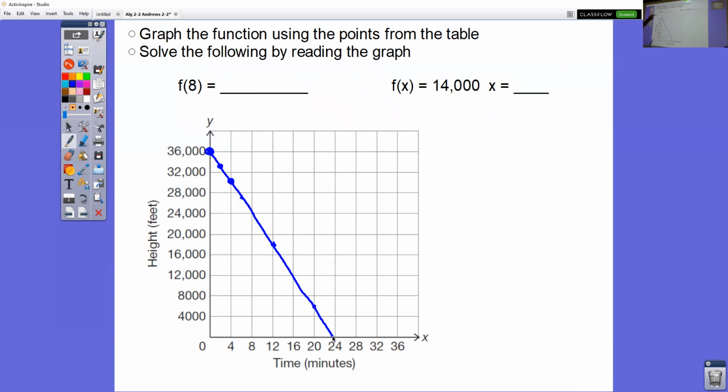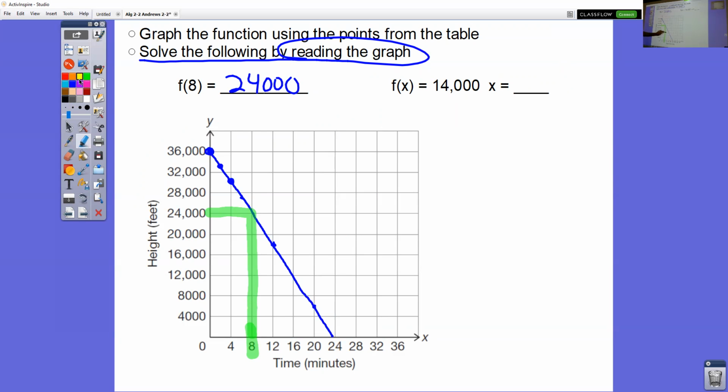So now they want you to solve the following by reading the graph. They don't want you to do an equation. They want you to read it from the graph. So the f of 8 is right here. If I go up to my graph from 8, I'm at 24,000. So at 8 minutes, the plane is going to be at 24,000 feet.